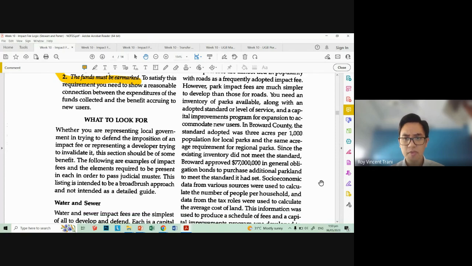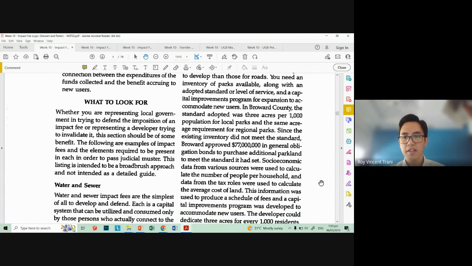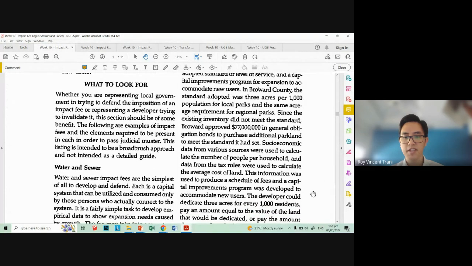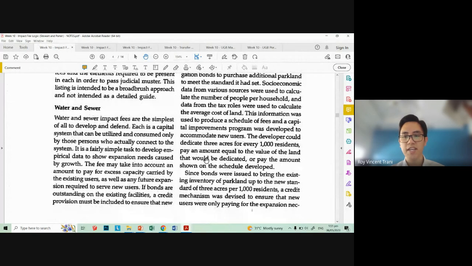So socioeconomic data from various sources were used to calculate the number of people per household, and data from tax rolls were used to calculate the average cost of land. This information was used to produce a schedule of fees and a capital improvements program, developed to accommodate new users. So the developers could dedicate 3 acres for every 1,000 residents, then pay an equal amount to the value of land that would be dedicated, or pay the amount shown on the schedule developed.